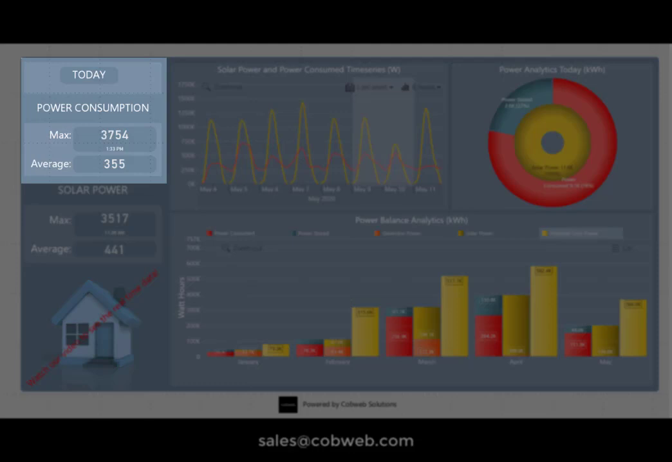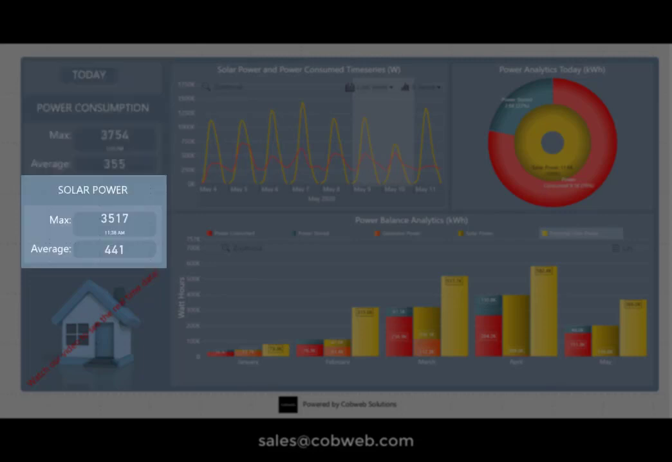today. The maximum was around 3,754 watts, and that was around 1:30 in the afternoon. But the average was only around 355 watts. The solar power, we had a maximum of 3,517 watts coming in. And that was around 11:30 in the morning. And that kind of ties in roughly with when the sun's at its highest. So that kind of makes sense. The average solar power coming in was only 441 watts.